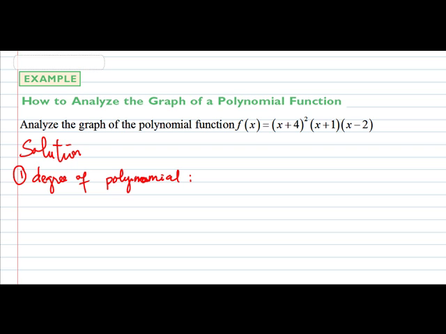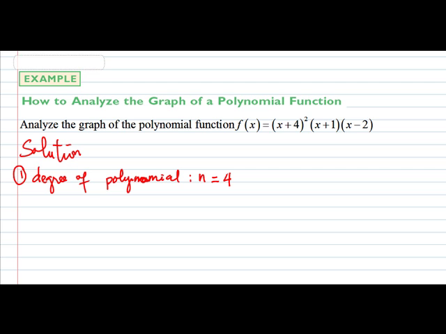Now, if you look at the example here, this factor here has a degree of 2. Then you times another x, which is now you have a degree of 3. Then you times another x when you foil everything out, so therefore you have a degree of 4. So our n, the degree here, is 4.